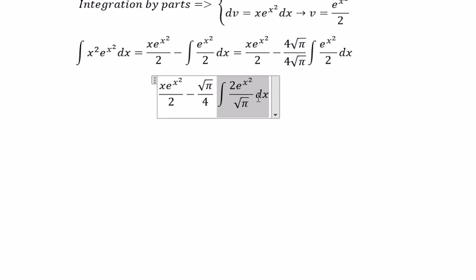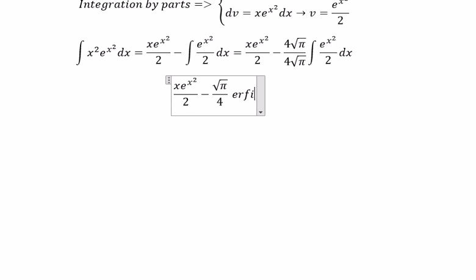So in this one, we need to change to the imaginary error function. And then we put C as constant.